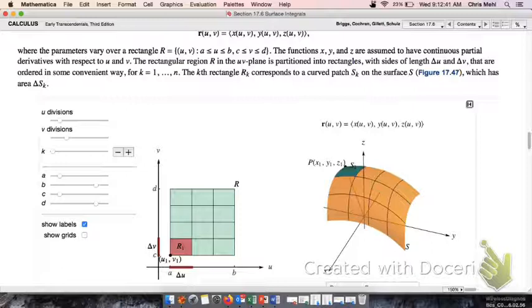Okay. Now, the idea is that at first we're going to imagine that there's also a function, we're going to be doing a surface integral of a function, of a 3-variable function. That function eventually goes away because we let the function equal 1 to find the surface area.